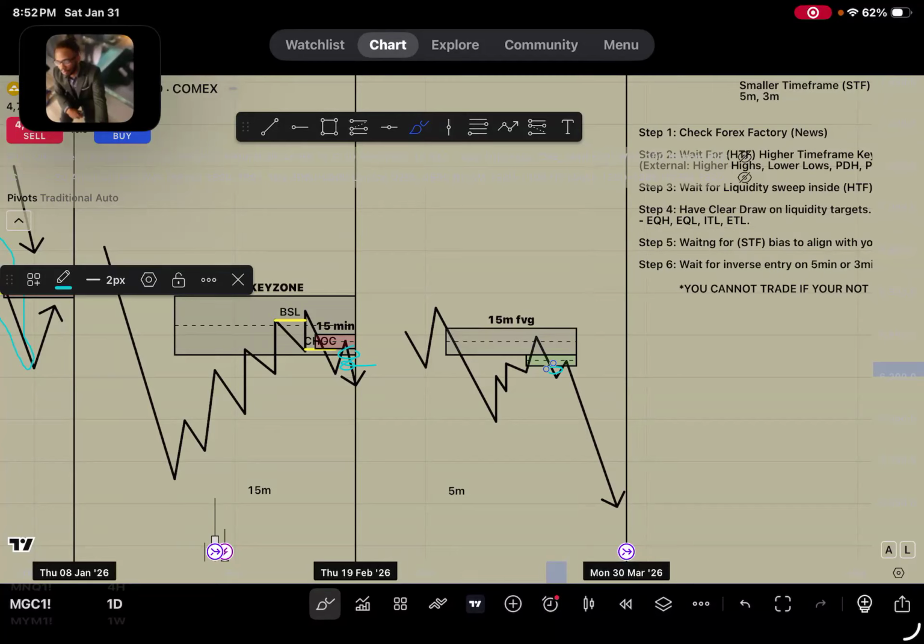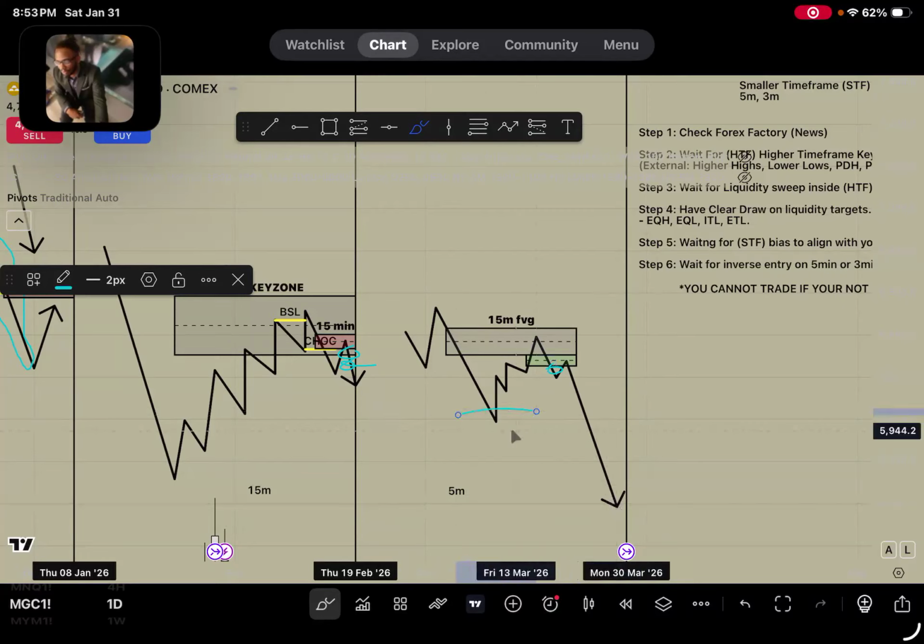Okay, first I must ask, do you know what my bias was? No. Well, actually, yeah. This is a bear, right? Yes. So I'm looking down. I'm looking for sellers. You're right. So you waited for it to drop lower versus breaking the 15-minute fair value gap. I thought it was supposed to break the 15-minute fair value gap and go back up.